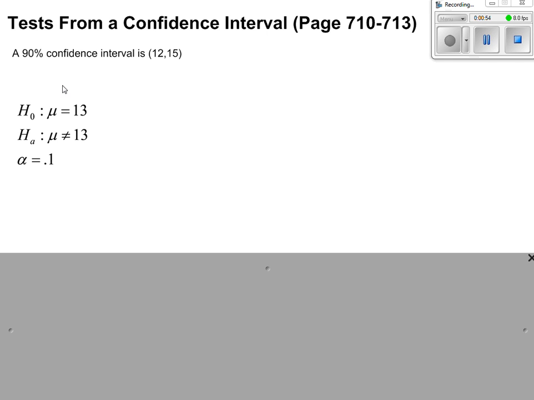So I'm going to do one that has no context to it, and then we can talk about one that has a context to it. Somebody magically did a confidence interval for us. Somebody somewhere did steps 1 through 4. And without context, what they came up with was a 90% confidence interval of 12 to 15 units, whatever that happens to be.